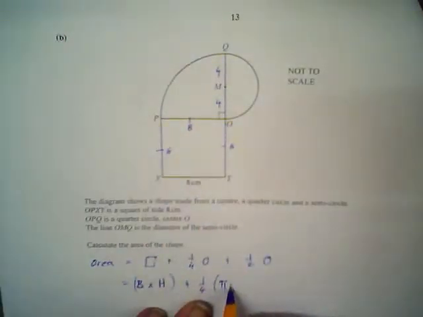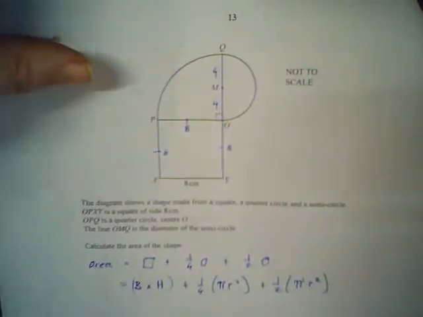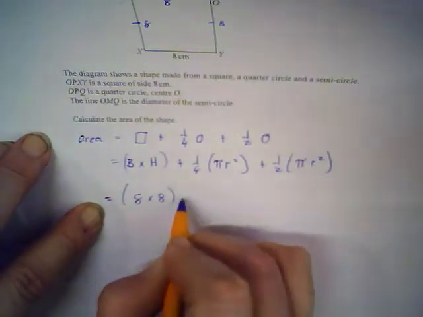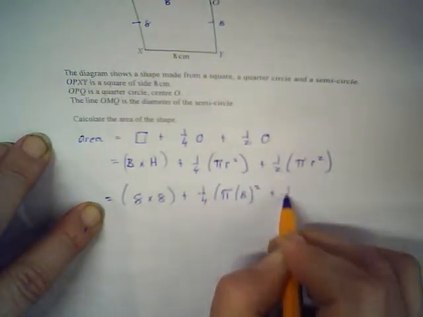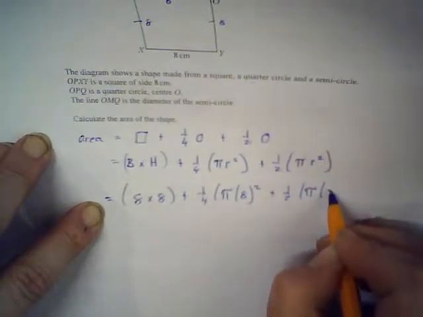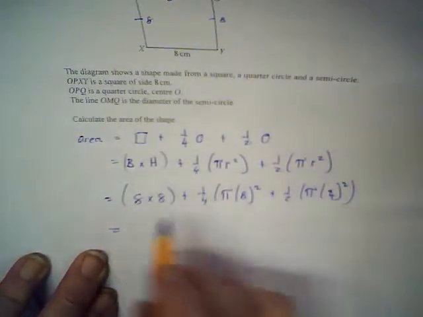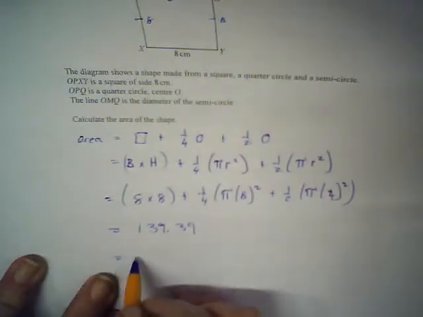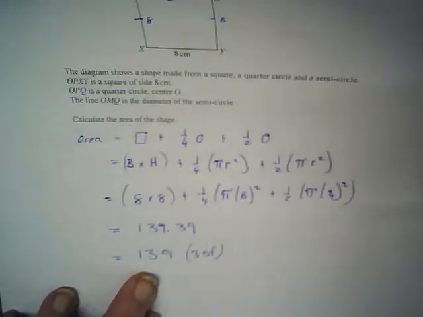So just pi radius squared, plus a half of a circle with a radius of 4, pi radius squared. Okay, let us do the substitution. So my base is 8, my height is 8, plus a quarter, pi, my radius there is 8 squared, plus a half, and my radius there is 4 squared. Good. And I can plug that whole thing in my calculator, and I get an answer of 139.39. So I'm going to simplify it to 3 significant figures, and 139 would be my final answer.